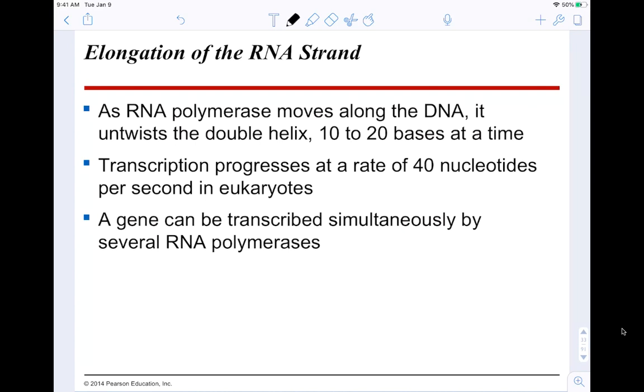Okay, so a gene can be transcribed simultaneously by several RNA polymerases. This means that you can have a whole bunch of them that are doing transcription all at the same time at different places along the DNA, because DNA is huge. So you can have a whole bunch of different RNA polymerases that are in there making all kinds of different genes at the same time.